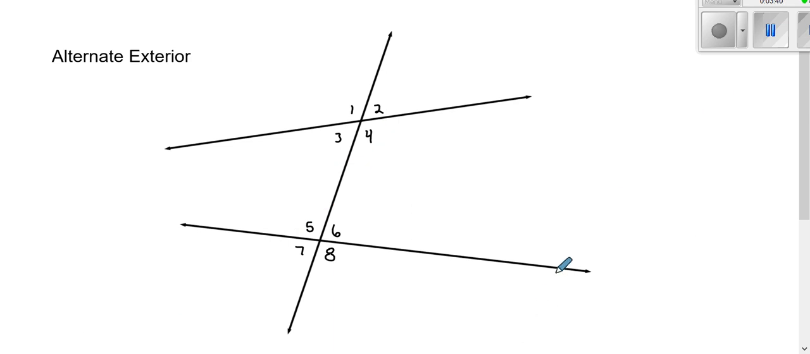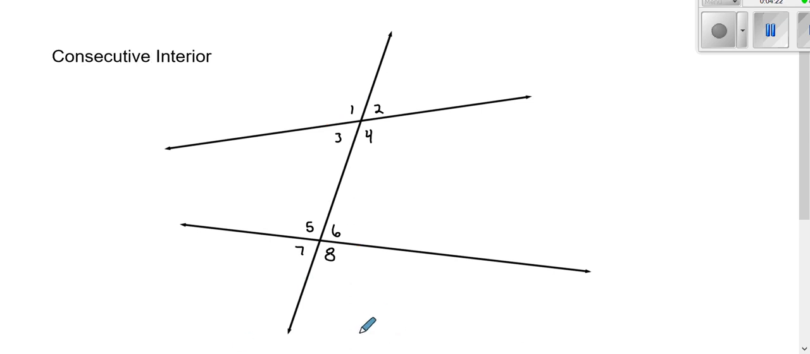Alternate exterior angles, same idea. Alternating sides. So let's go with angle 1. Let me switch to red here. Angle 1 and angle 8: alternating sides, both on the exterior. So angle 1 and angle 8 are alternate exterior angles. The other pair of alternate exterior angles would be angle 7 and angle 2. Those would also be considered alternate exterior angles.